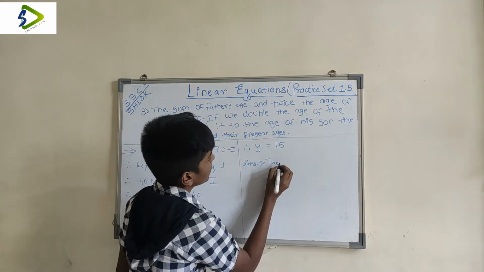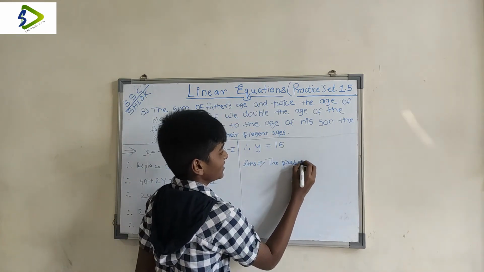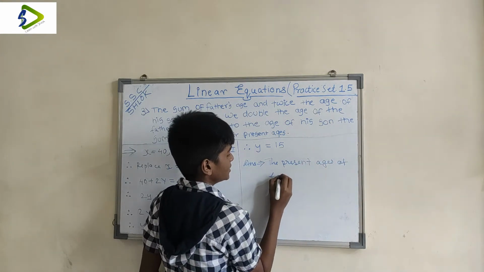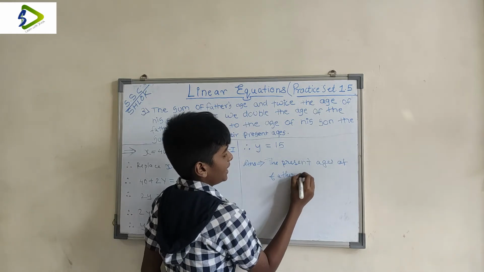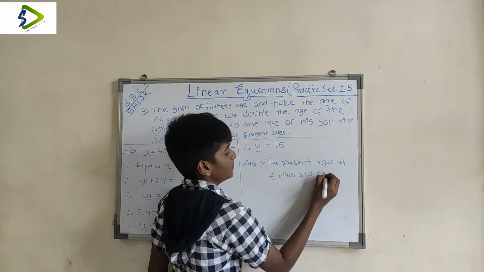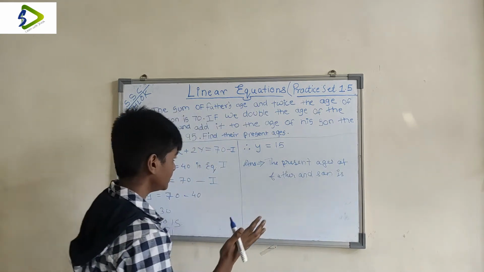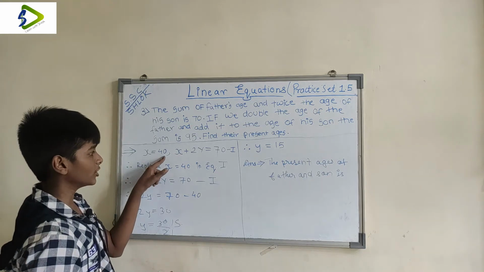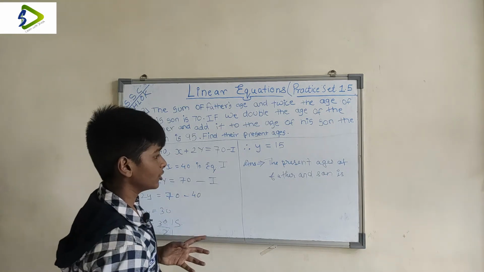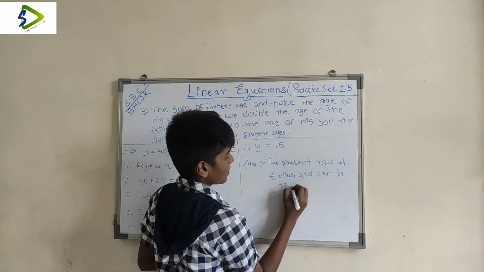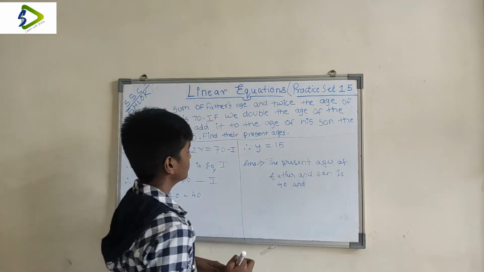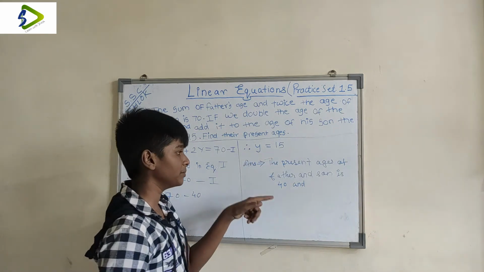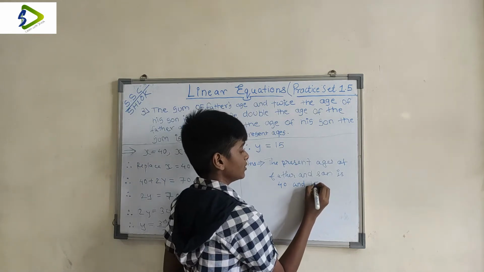the present ages of father and son is. So the father's age we consider x is equal to 40. That means father's age is also 40. So it is 40, and the son's age we consider as y, and y is equal to 15. That means son's age is also equal to 15.